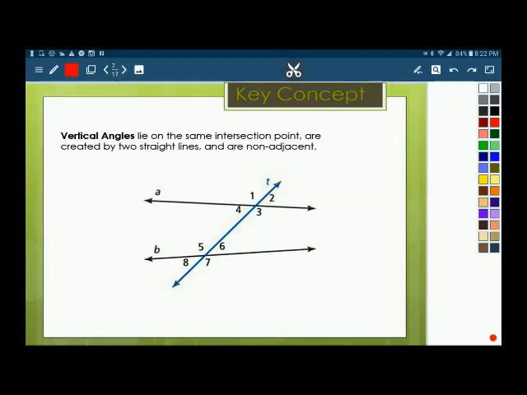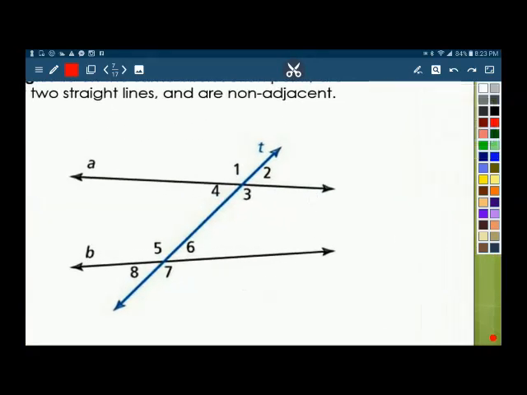Last vocabulary word that I wanted to go through is actually a review from last year. In 7th grade, you did learn about vertical angles. If you forget what vertical angles are, they lie on the same intersection point and are created by two straight lines and are non-adjacent.